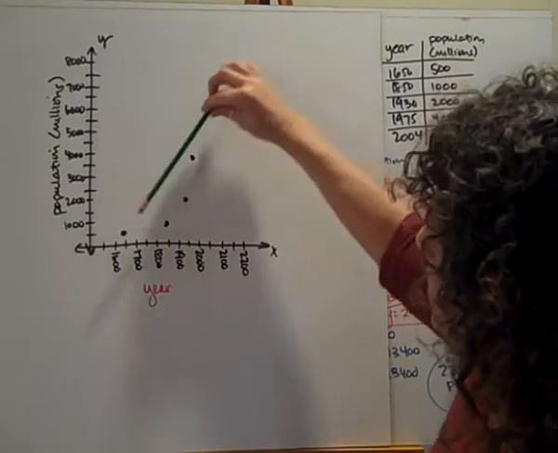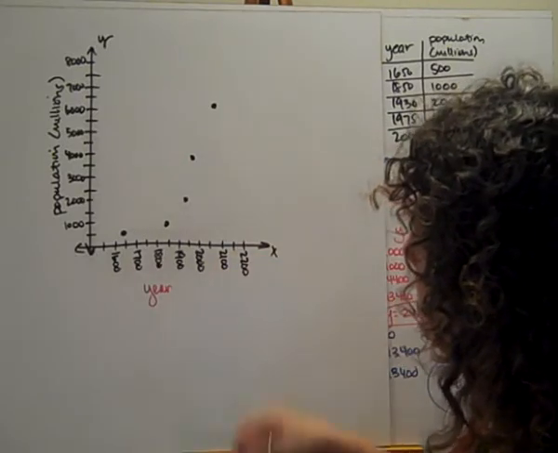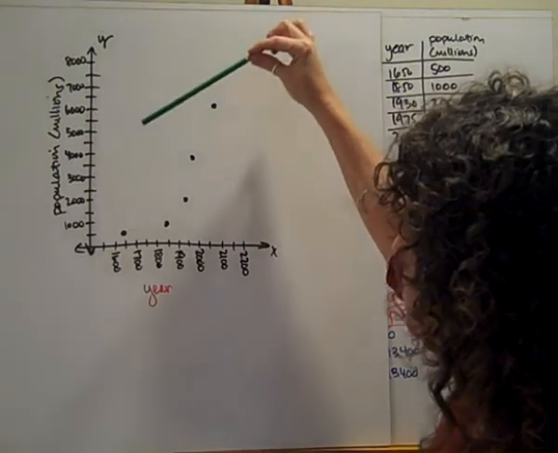We're going to use the data from 2 of these points. So I'm going to imagine what a line going through 2 of these points would look like.